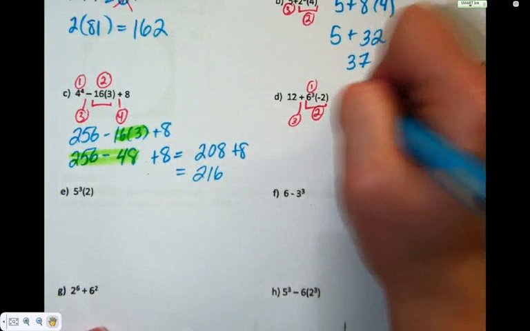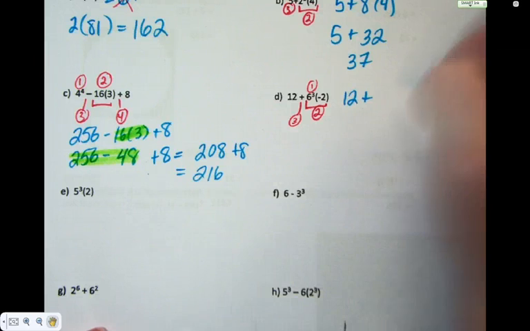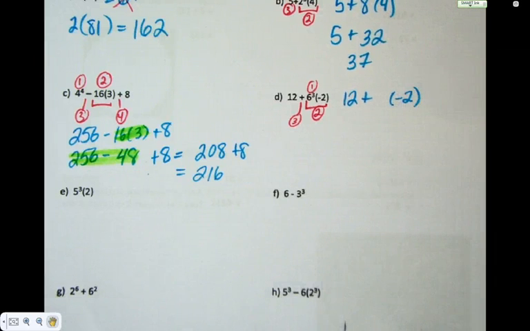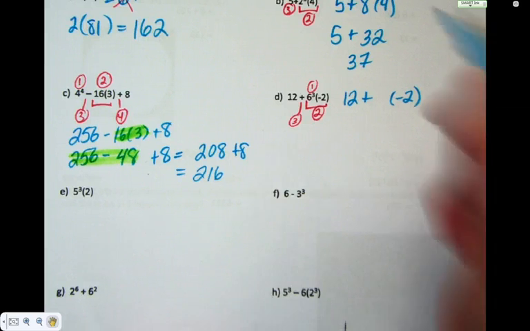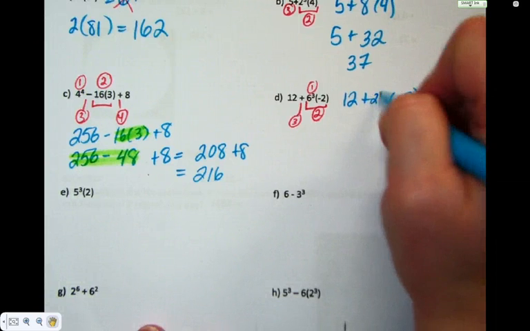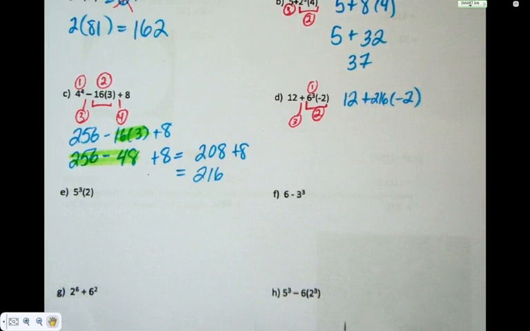So I'm keeping the 12, I'm keeping the plus sign, I'm leaving a space, and I'm keeping that minus 2 in brackets. The only thing I'm going to change is I'm going to take out 6 cubed and I'm going to put in 216 with a question mark kind of at the end. Confirmed.